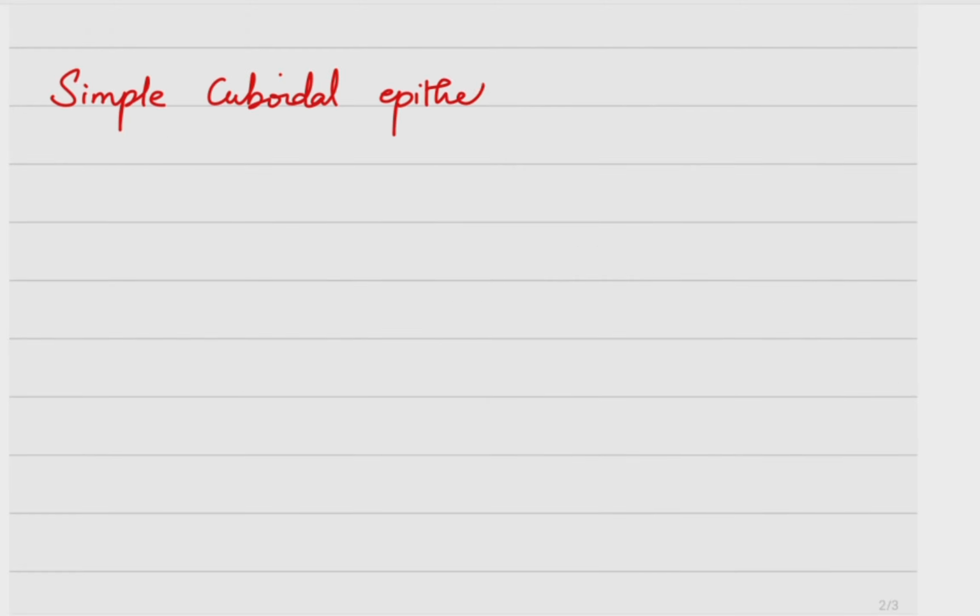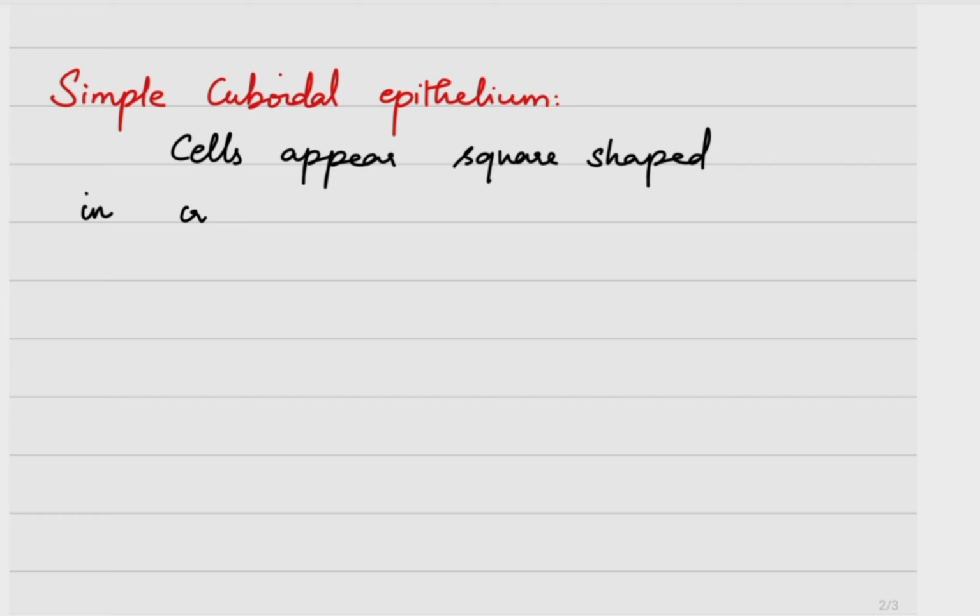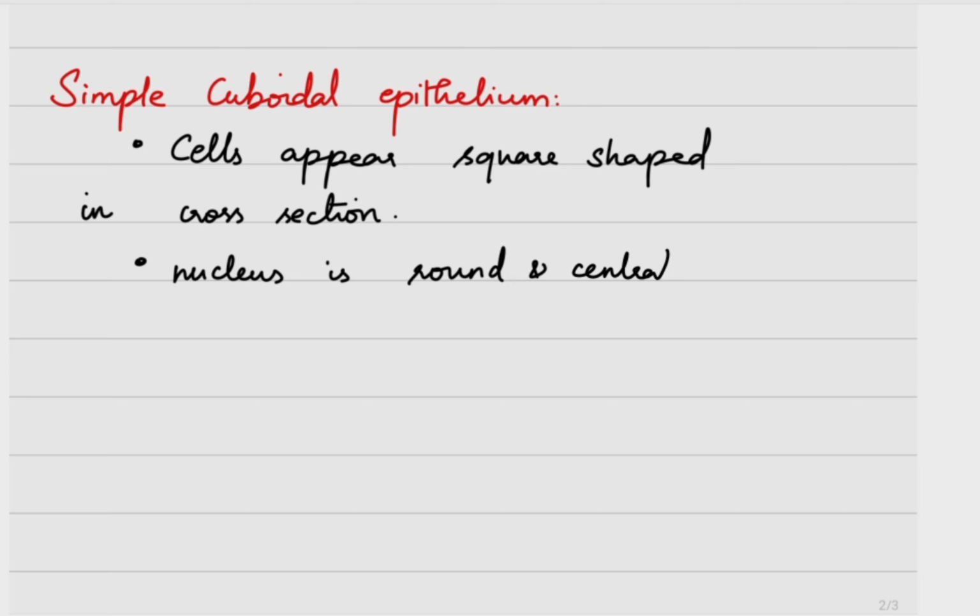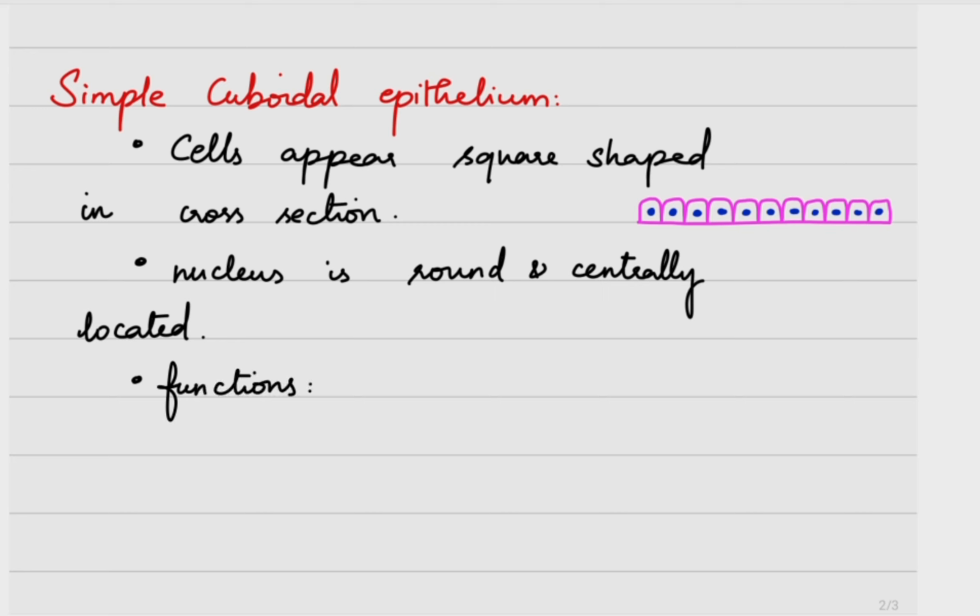Now, simple cuboidal epithelium. Cuboidal means the cells on cross section appear square in shape, and the nuclei are round and are located centrally. Let's see a diagram. The cells are square shaped with round nuclei that are centrally located. These cells function in secretion, absorption and excretion.